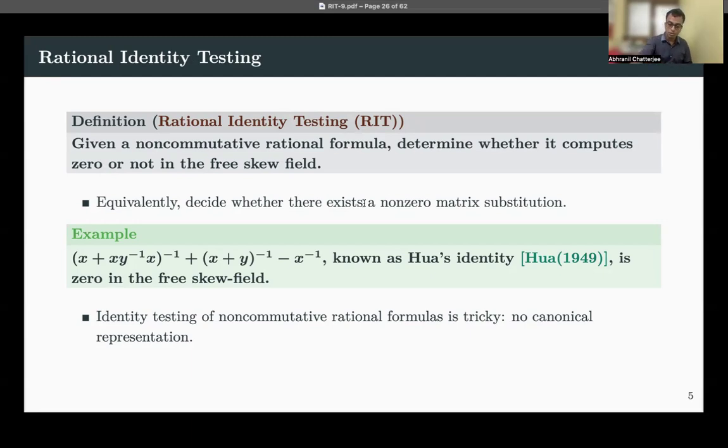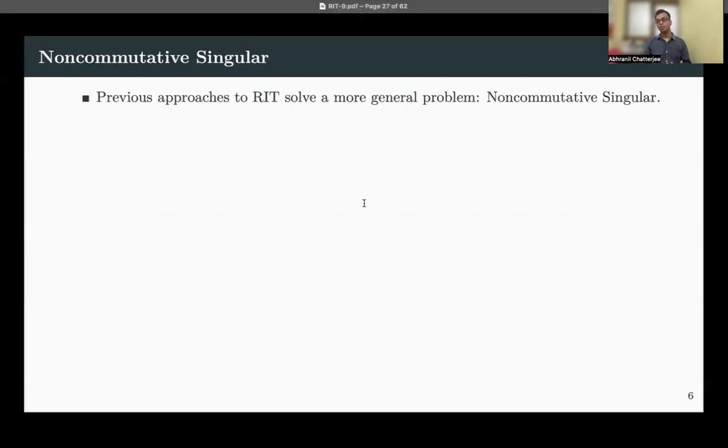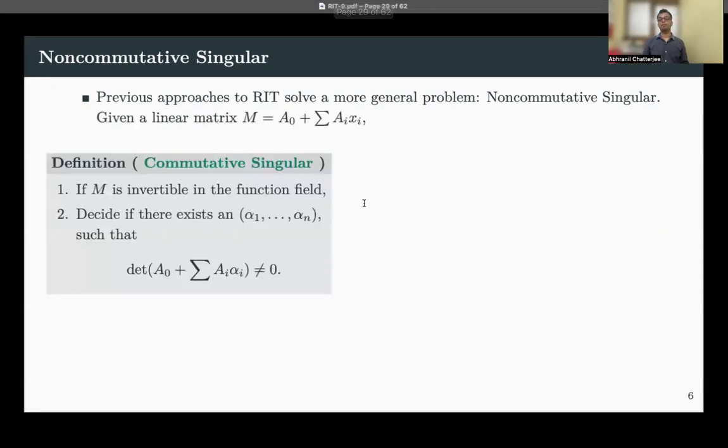So the previous approaches to attack this problem solve a more general problem, known as the non-commutative singularity problem. Let us first define the commutative counterpart of this problem, which you might be more aware of. Given a linear matrix, the commutative singularity problem asks whether this matrix is invertible or not in the function field. Equivalently, we want to find some substitution such that if you evaluate the linear matrix on that substitution, the determinant of that evaluation will be non-zero.